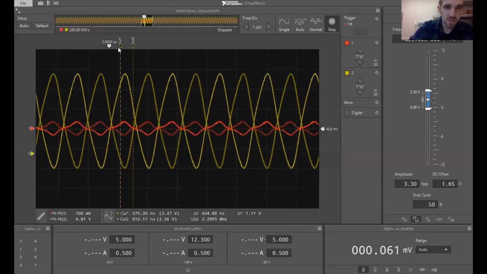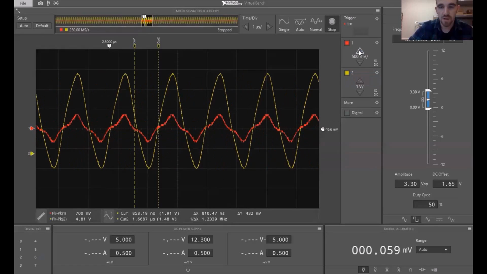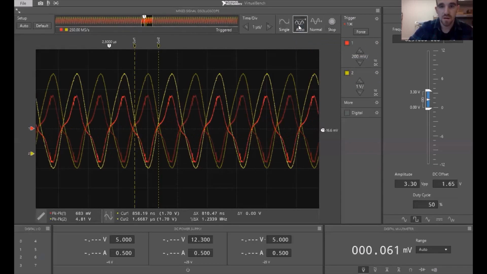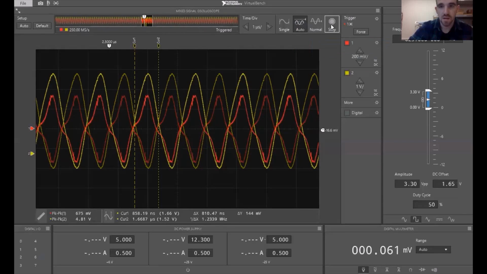For example, if I want to measure the eye width, I would put my cursors over the eye and measure the time difference between the two, which we get 810.47 nanoseconds. Now, in regards to the eye width of line 2, I kind of want to set the voltage up, auto, and then stop it.